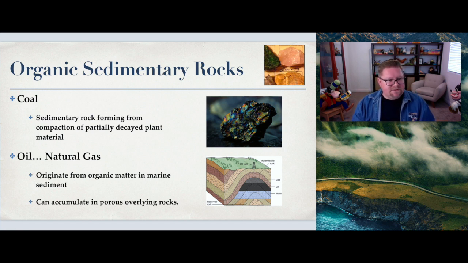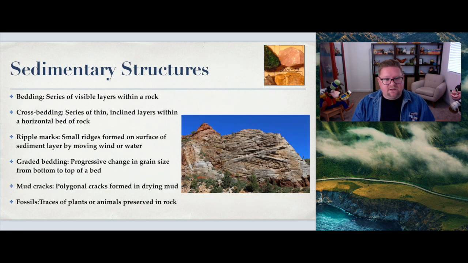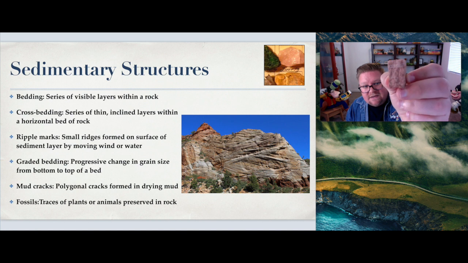So that's some examples there. And then structures. We've certainly looked at little stuff, but when you have a lot of little stuff, you're going to get big stuff. And so we can look at what we consider sedimentary structures. There's things called bedding, which is a series of visible layers within the rock. If you imagine this was much bigger, we can see that it does have some bedding, it has some layering.